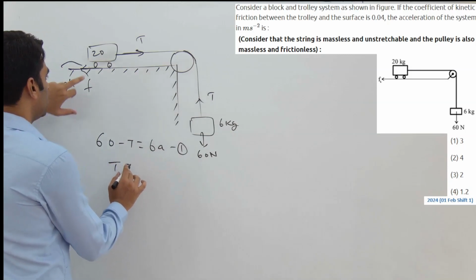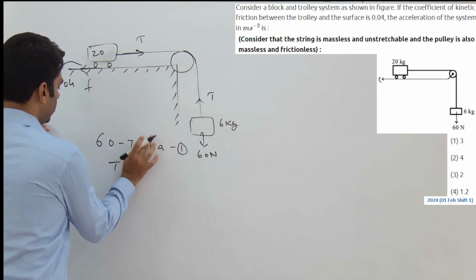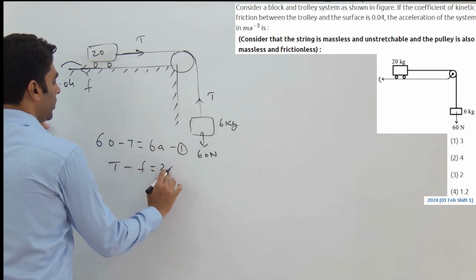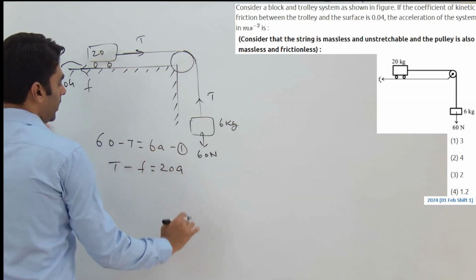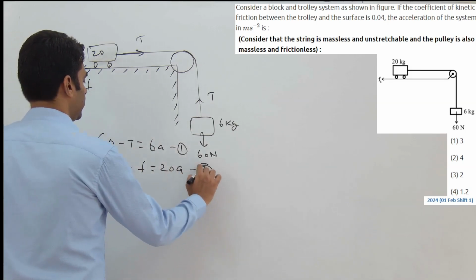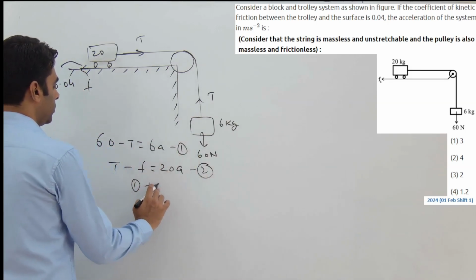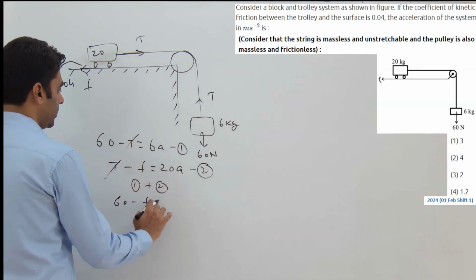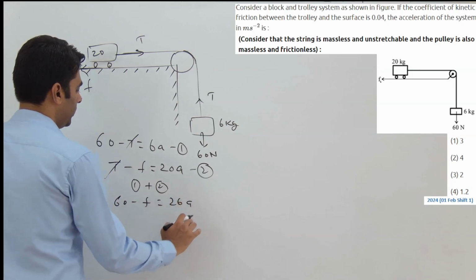On this one, what can we write? T is equals to, or sorry, friction is also there. T minus friction is equals to 20 into A. 20 kg is the mass, so 20 into A. So second equation. Let's add them, 1 plus 2. So what do we get? Tension cancels out. 60 minus friction is equals to 26A.